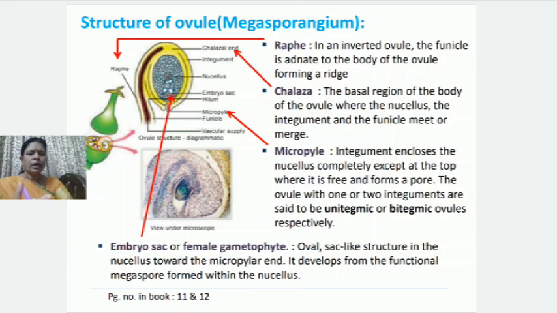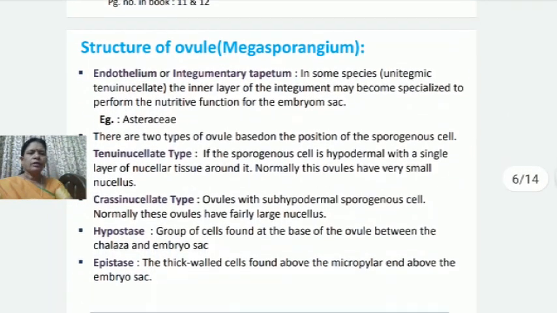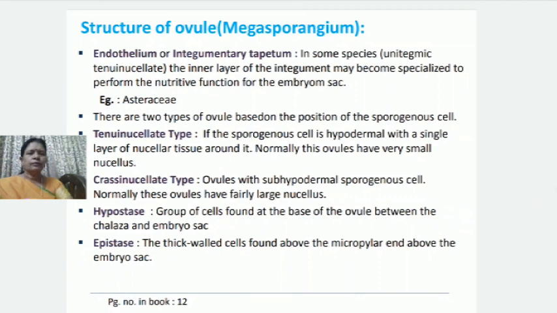Now we will see about the embryo sac or female gametophyte. It may be an oval or sac-like structure in the nucellus towards the micropylar end. It develops from the functional megaspore formed within the nucellus. Now we will discuss the structure of the ovule. The covering is called the endothelium or integumentary tapetum. In some species, unitegmic or tenuinucellate, the inner layer of the integument may become specialized to perform the nutritive function for the embryo sac. Example for this is Asteraceae.